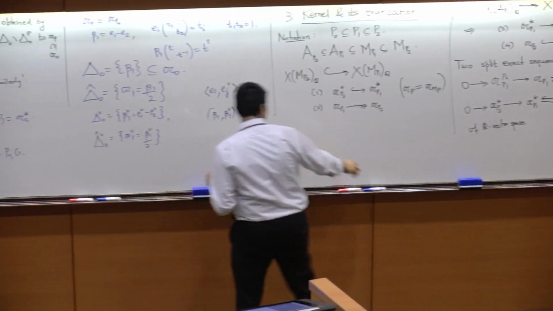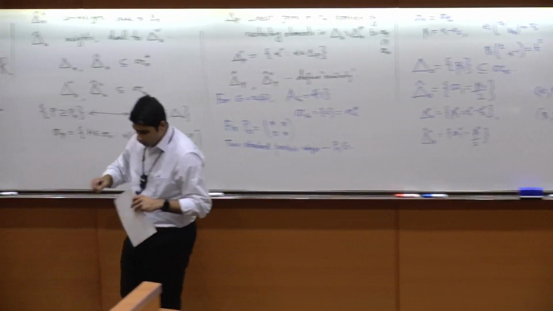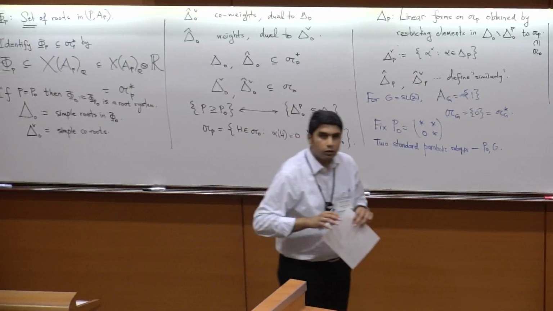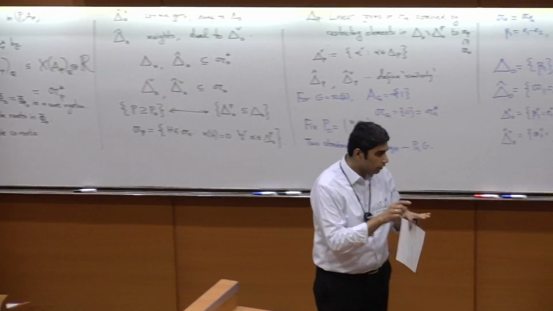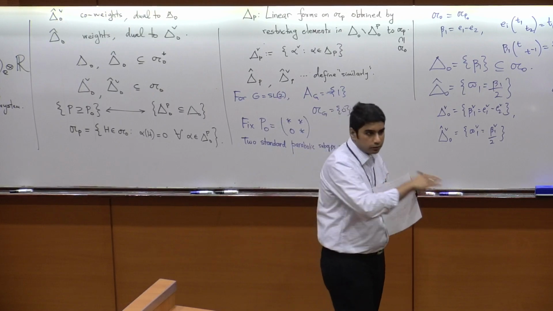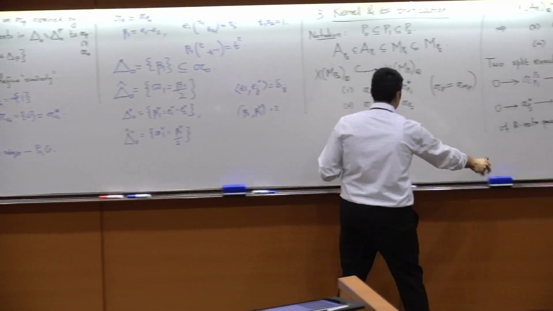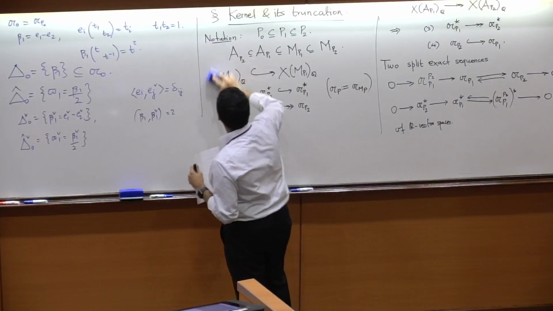Now let me define the characteristic function. So Arthur does truncation. So he needs some characteristic functions to cut out some parts inside the A0 vector space. So let me define those characteristic functions.